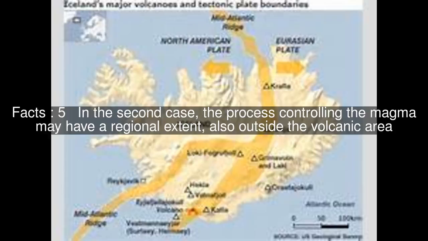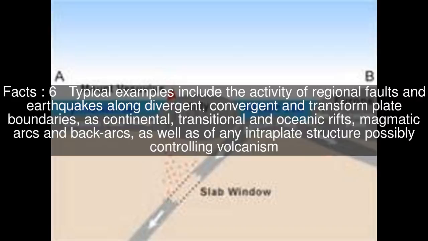In the second case, the process controlling the magma may have a regional extent, also outside the volcanic area. Typical examples include the activity of regional faults and earthquakes along divergent, convergent, and transform plate boundaries, as continental, transitional and oceanic rifts, magmatic arcs, and back arcs, as well as of any intraplate structure possibly controlling volcanism.